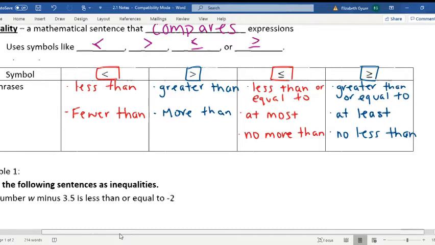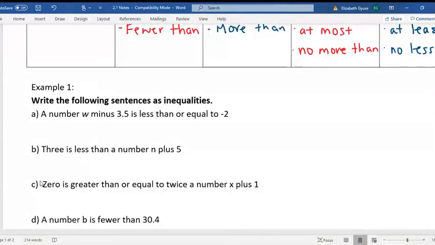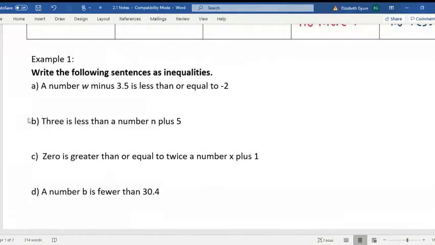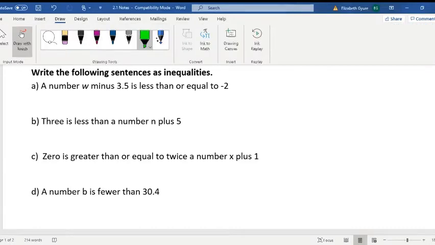Okay. All right. So write the following sentences as inequalities. We've done this before with equations. We're going to identify our important numbers and our math action words. So part A says 3.5 is less than or equal to -2. So let's first find our important numbers.